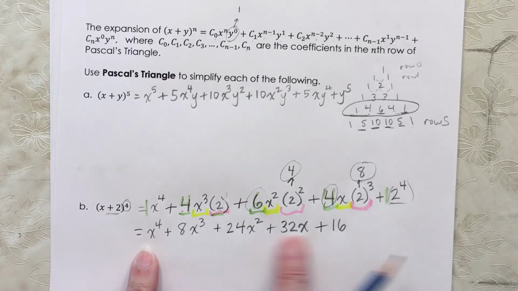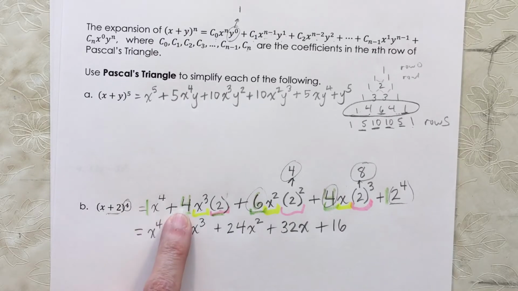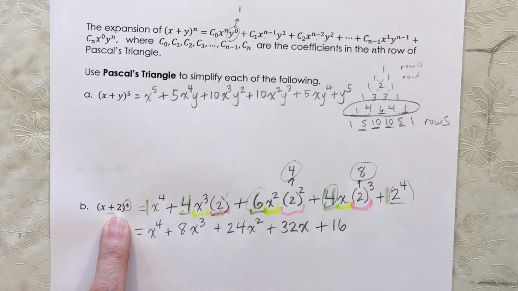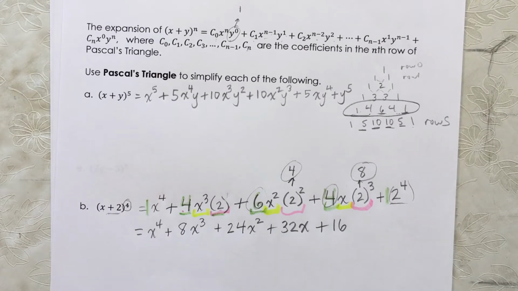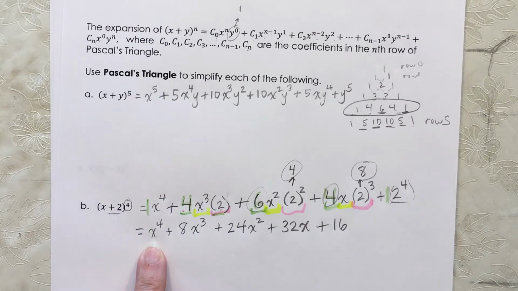But I don't see them in my final answer because I've multiplied by the different powers of 2 that appeared, because instead of a y or a variable, I had a number in that position that I could evaluate. So if I was to expand that out using FOIL, so multiplying it all through and collecting like terms, I would end up with x to the 4th plus 8x cubed plus 24x squared plus 32x plus 16, and that would be true. But this is a lot quicker way of doing it.